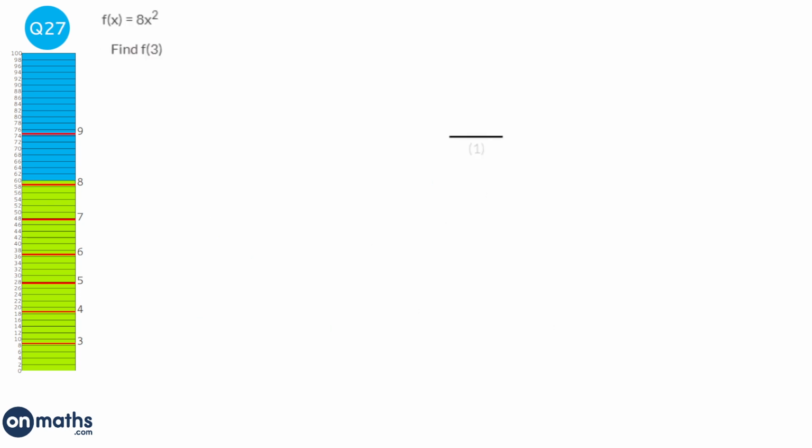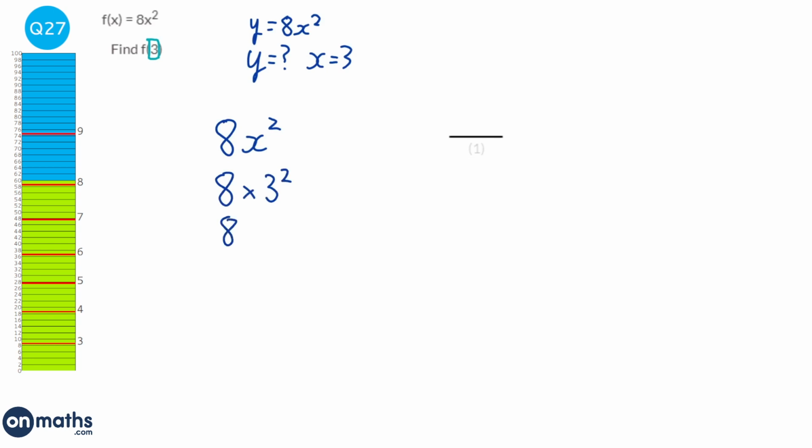This question is the same as questions you get where you've got y equals 8x squared and you're asked to find what y is when x equals 3. The questions are exactly the same, but instead of y we write f of x. And this is saying that the function is 8x squared and we want to feed the 3 into the function. So it's going to be 8 times 3 squared, and 3 squared is 9 and 8 times 9 is 72. So the answer would be 72.